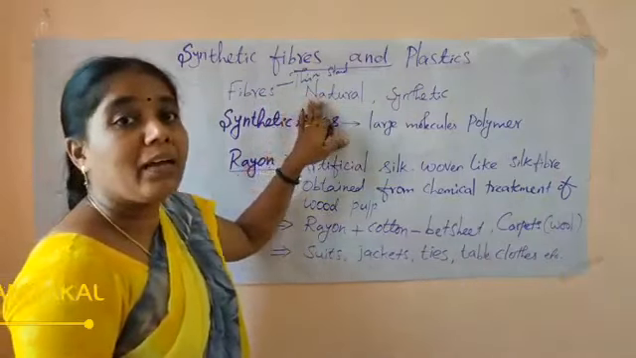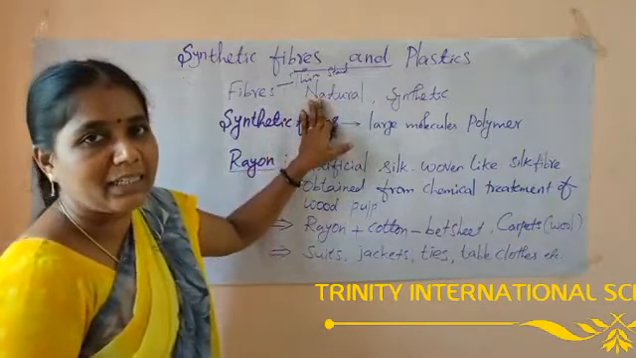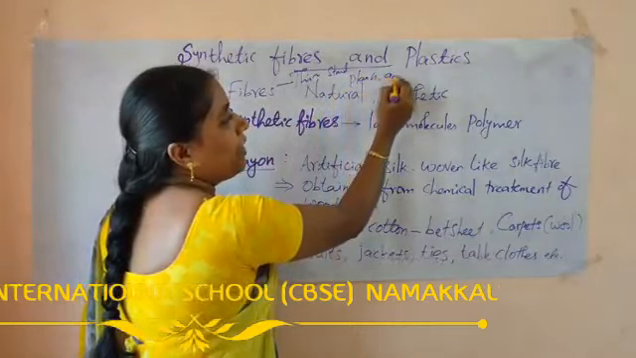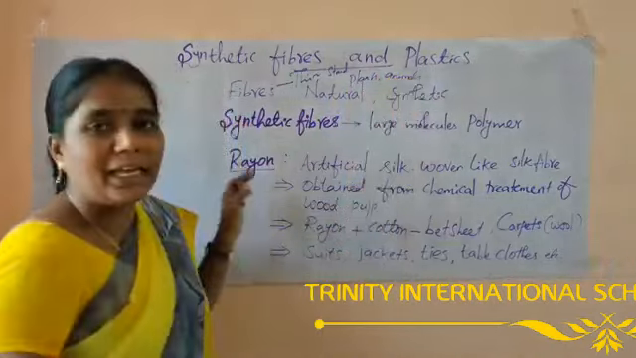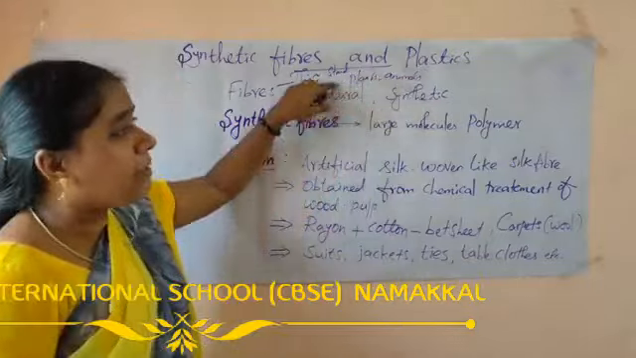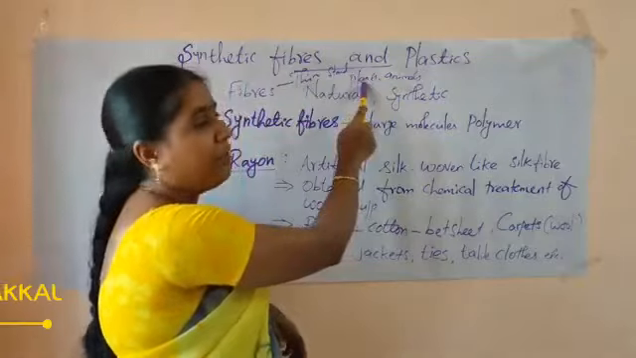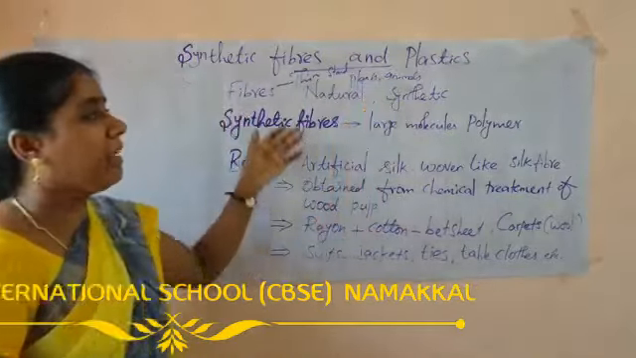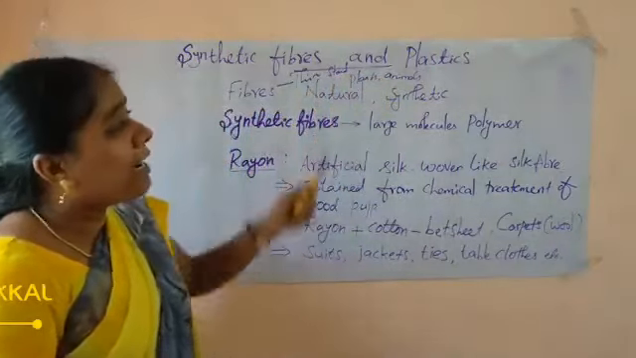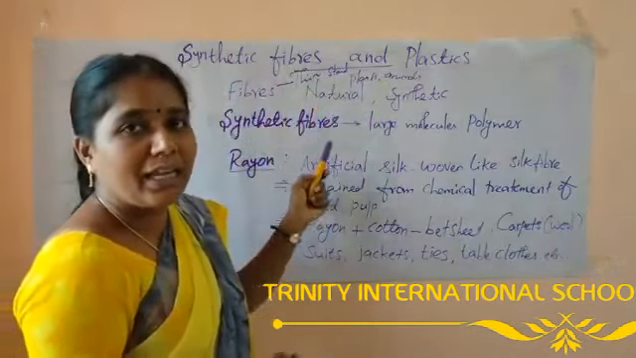Listen carefully, natural fibers are mostly obtained from natural materials like plants and also animals. The fibers which are obtained from plants are called plant fibers, for example cotton and jute. And the fibers which are obtained from animals are known as animal fibers, for example wool and silk.